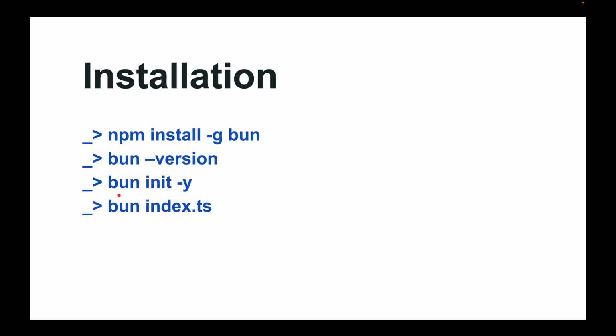Then we can create a new project by running this command, bun init -y, and it will create a package.json file and a few other files that it will support. And then we can create the bun index.ts file. Whatever code we write in this file, we can run using this command, bun index.ts. So let's create a new project and create REST APIs using Bun.